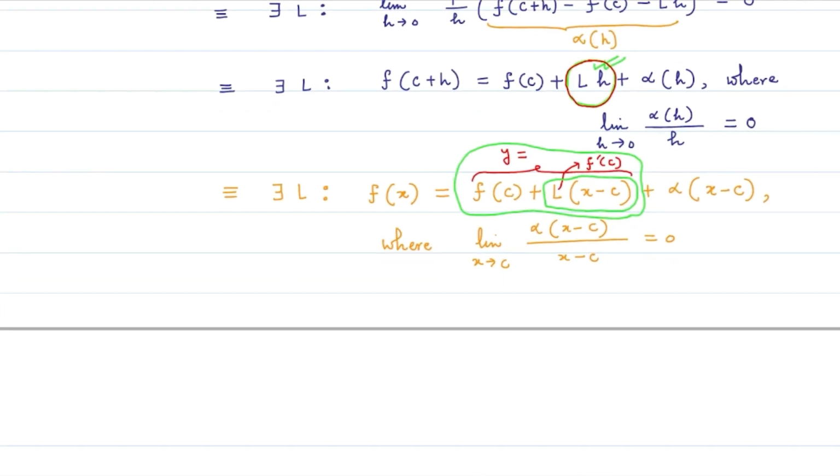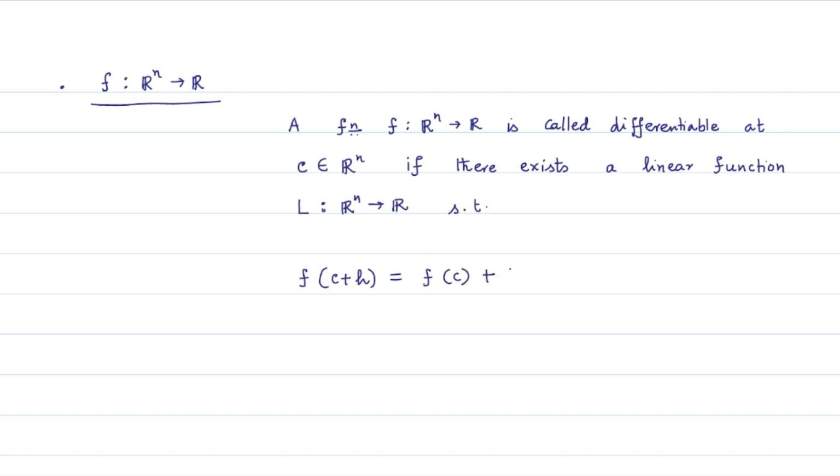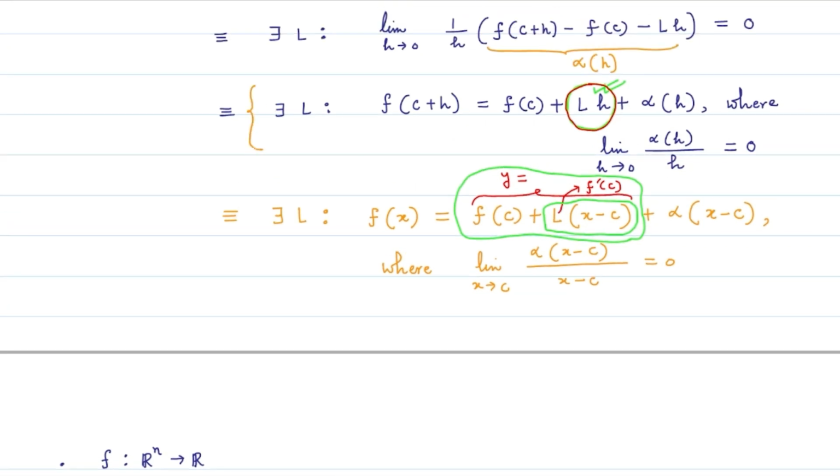We call a function of several variables, say f of n variables, differentiable at a point c if there exists a linear map, say capital L, of n variables such that f(c+h) is equal to f(c) plus L(h) plus alpha(h), where alpha(h) is such a function that the limit as h tends to 0 of alpha(h) divided by the norm of h is equal to 0. Notice that this equation is analogous to the equation for a function of one variable.